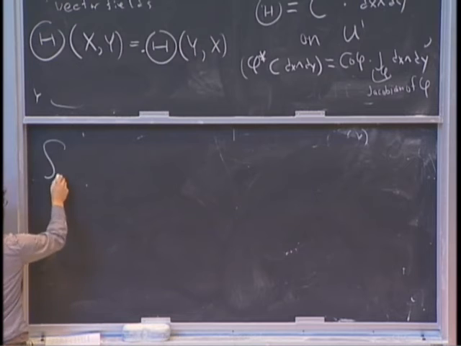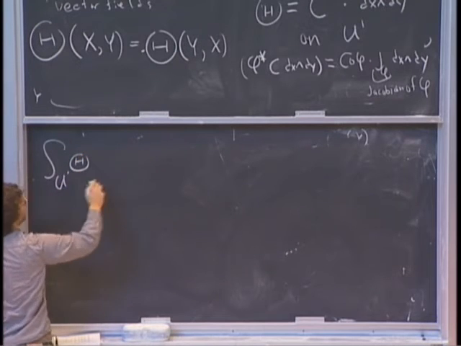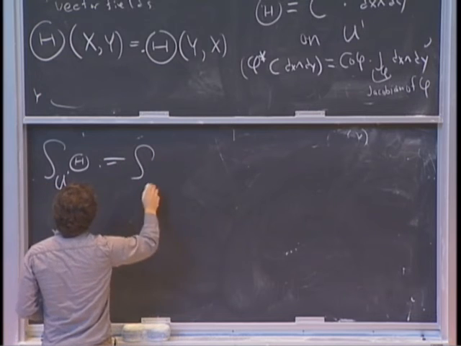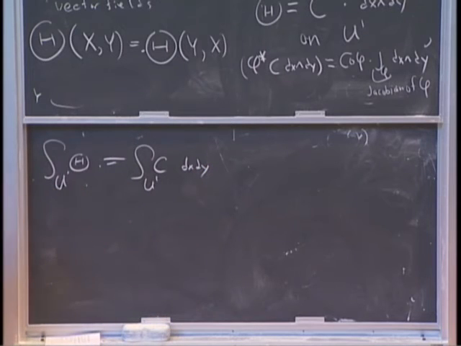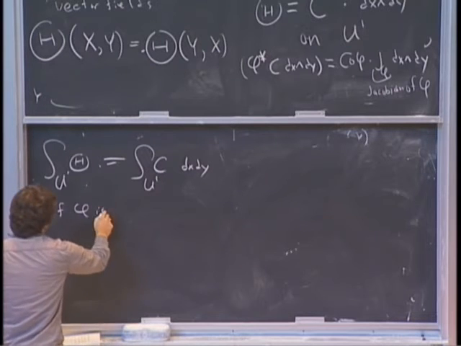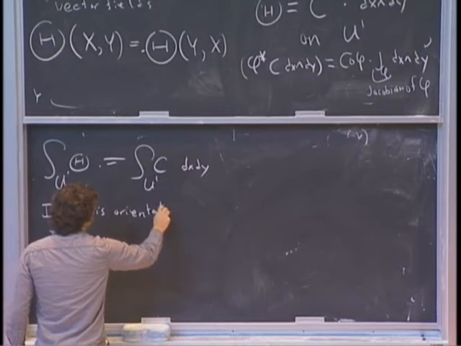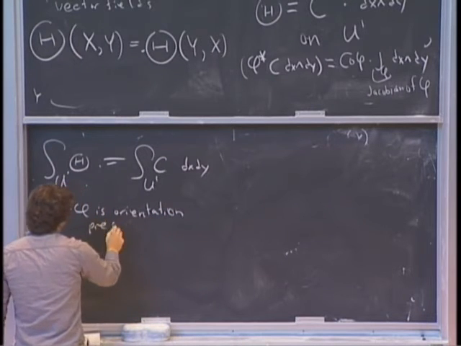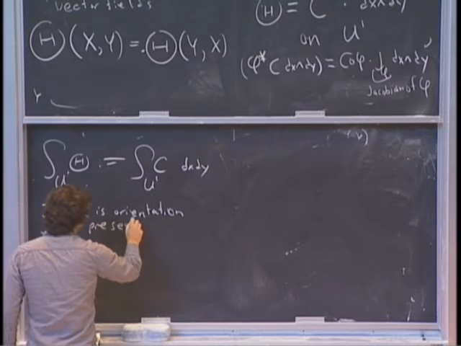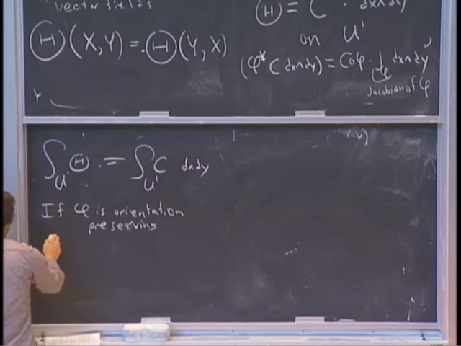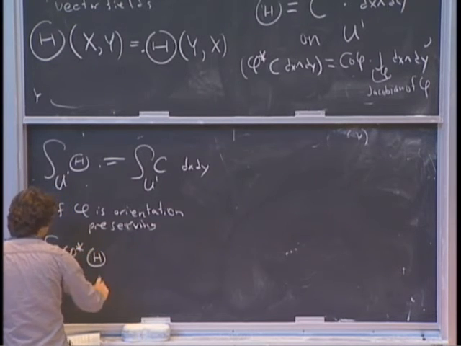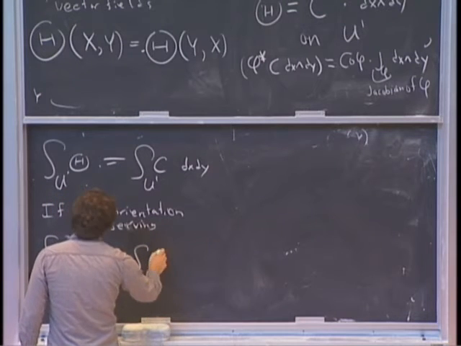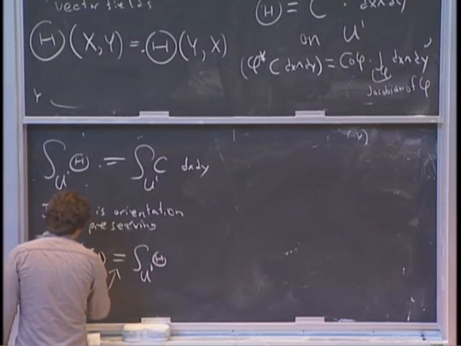Right, so we can now define the integral over u prime of theta. This two-form is by definition the integral over u prime of the function c dx dy, just using Lebesgue measure. And the idea now is that if phi is orientation preserving, in other words it has positive Jacobian everywhere, then the standard change of variables formula tells us that the integral over u of the pullback by phi of theta is equal to the integral over u prime of theta.